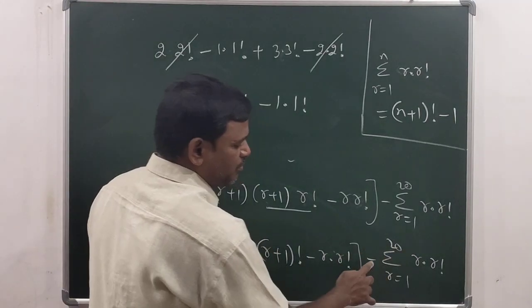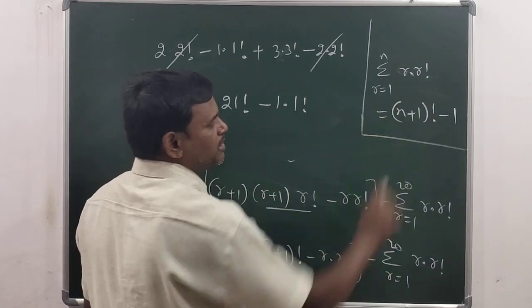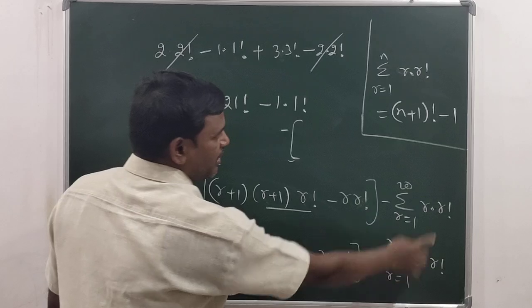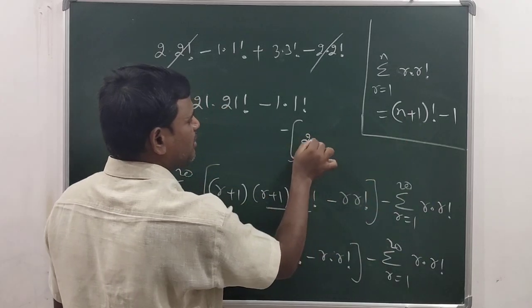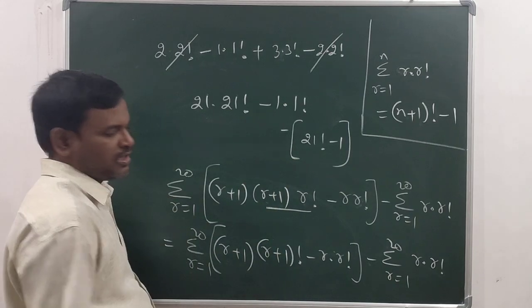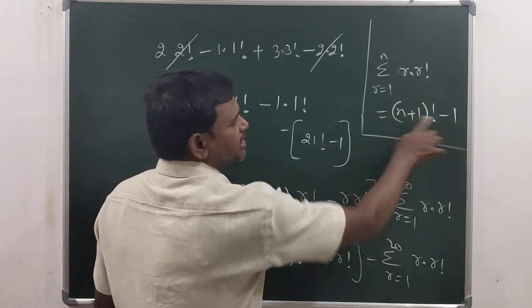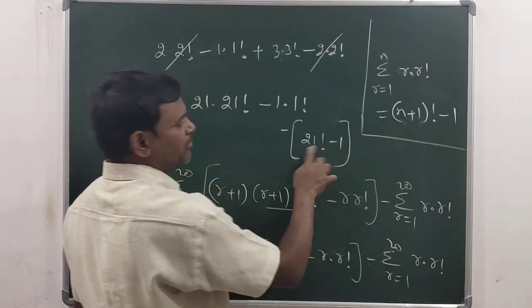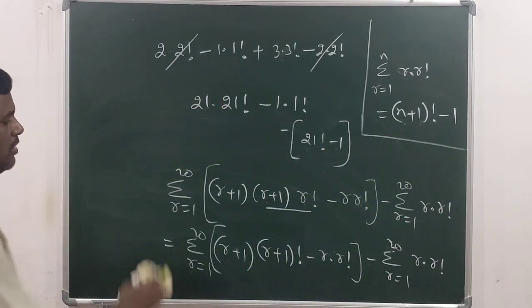But before this bracket a minus sign is there. When you open the brackets the signs will change. Here minus bracket of n value 20, 20 plus 1, 21 factorial minus 1. In place of this, I applied this formula. N value here 20, 20 plus 1, 21 factorial minus 1. Now simplify that.